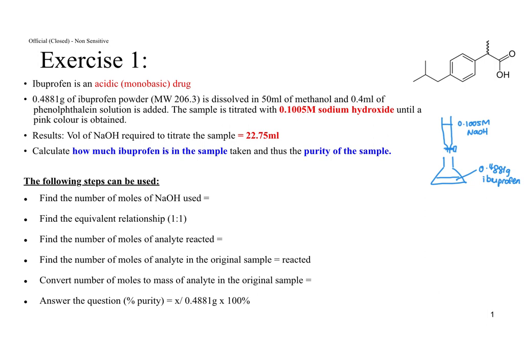Now the question asks us to calculate how much ibuprofen is in the sample taken and thus the purity of the sample. So let's do this step by step. First, we need to find the number of moles of sodium hydroxide used, and we can easily find it because we have the concentration and the volume of sodium hydroxide. So number of moles equals concentration times volume in liters.